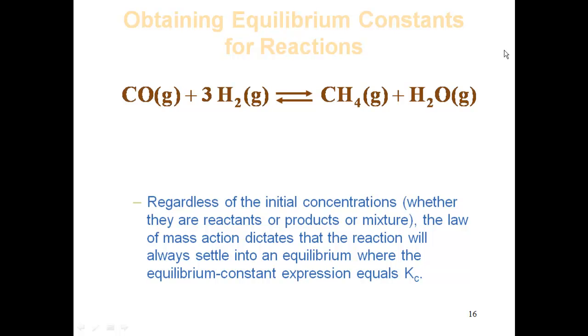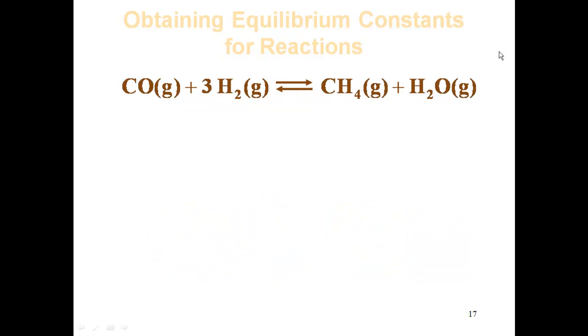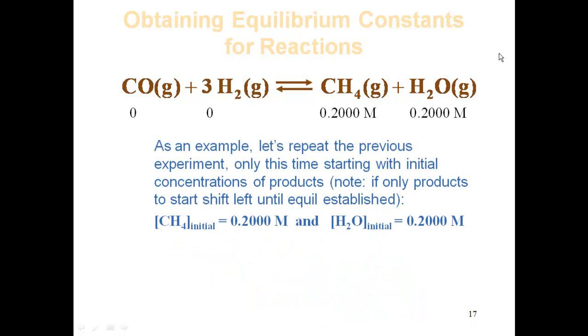So I'm going to take methane and water. And I'm going to start off with 0.2 molarity of methane and 0.2 molarity of water. Start this experiment exactly the same. Now notice I only have products and I have no reactants. Once again, is this at equilibrium? The answer is no. So this is going to have to shift one way or the other to establish that equilibrium. So if I have no reactants and I have products, which way does this have to go?